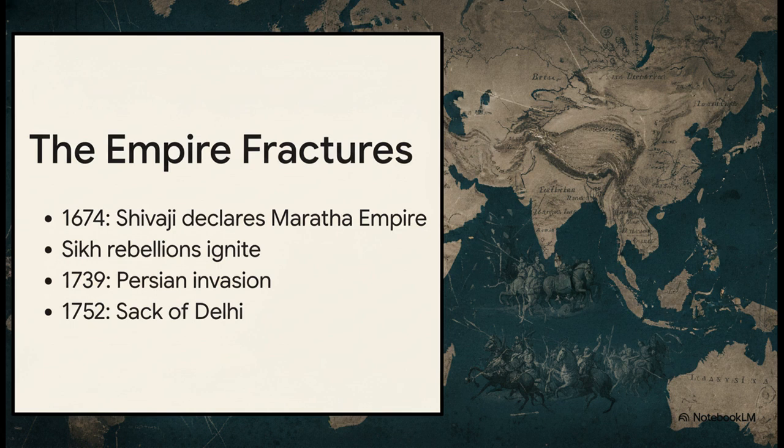In 1674, Shivaji carved out his own kingdom in the Deccan and declared the Maratha Empire. Further north, fierce Sikh rebellions ignited, politically awakened by Aurangzeb's execution of their ninth guru, Teg Bahadur. And as that internal rot set in, external predators started circling. The Mughals suffered a humiliating defeat and the absolute pillage of Delhi by the Persian Nadir Shah in 1739. Then, in 1752, came an even more devastating sack of Delhi by the Afghan Duranis. The once mighty Mughals were basically reduced to mere figureheads, sitting in a shattered city.